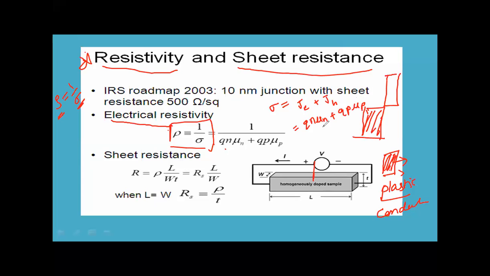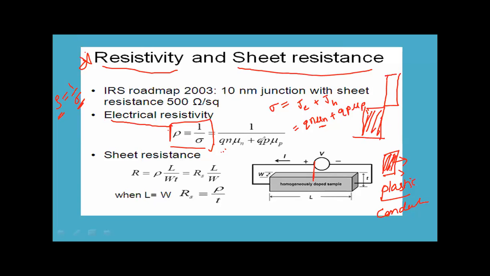Here in q n mu n, q is the charge, n is the density, the number of charge carriers, and mu n is the mobility. And here, q is again the charge, p is related to holes, and mu p is the mobility. This is the formula for sigma.